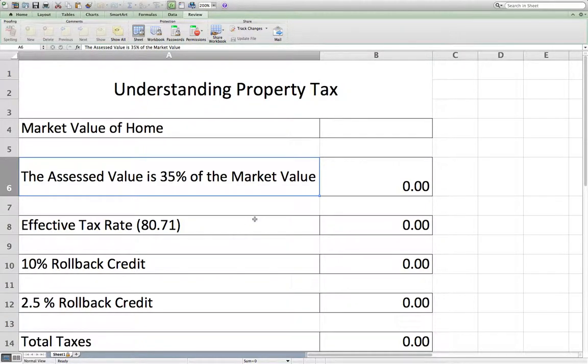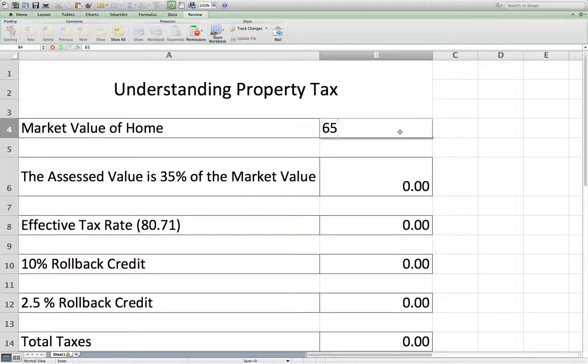When we multiply our assessed value of the home by our effective tax rate, and again, we would move that over decimal points to the left to get 0.8071, we would get our total in this block right here. But we also have a 10% rollback credit. So we would multiply this by 0.10, and we also have a 2.5% rollback credit. So we would multiply our total here by this 0.025. And then ultimately we would take our effective tax rate, subtract this number and this number from it to get our total taxes.